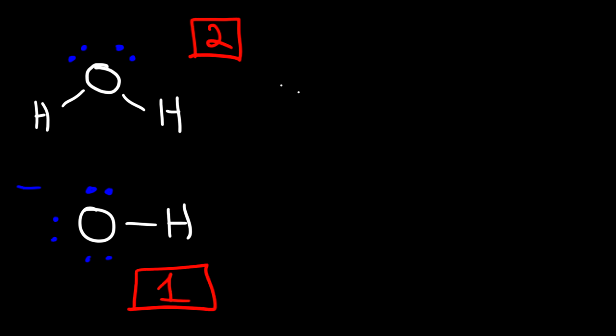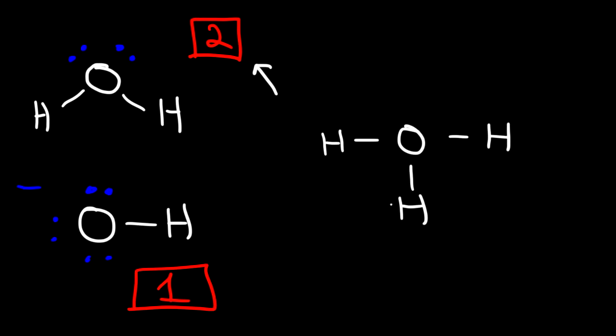Now, if it has more than its ideal number, it's going to acquire a positive charge. So whenever oxygen has 3 bonds, it's going to have a positive charge. Whenever it has 1 bond, it will have a negative charge.